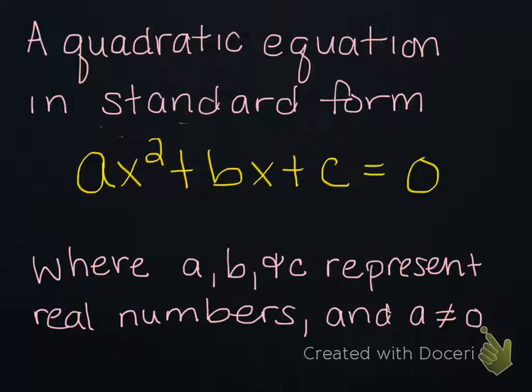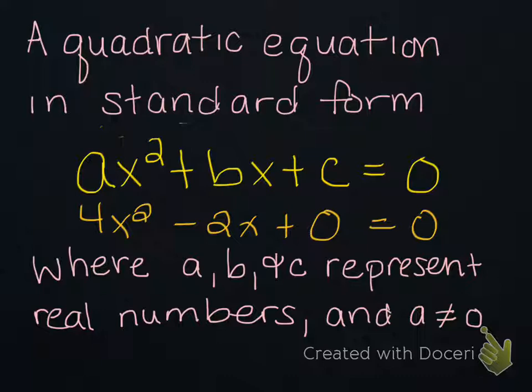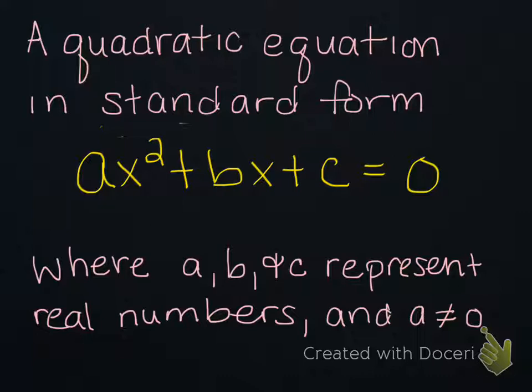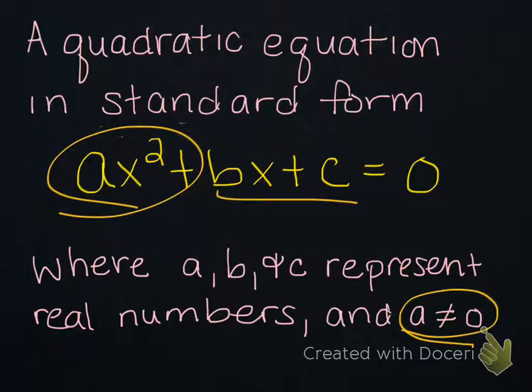We also want to make sure that A, B, and C represent real numbers, which means that we would normally have numbers sitting there, like 4x squared minus 2x plus 0 equals 0. So it's fine for one of our constants to be 0. We just want to make sure that we have real numbers there, and real numbers include 0. What we want to avoid is A equaling 0. If A equals 0, then the only thing left would be bx plus c, and we'd be back to a linear equation. So we cannot allow A to be 0. But that rule doesn't apply to B or C. B and C can still be 0.